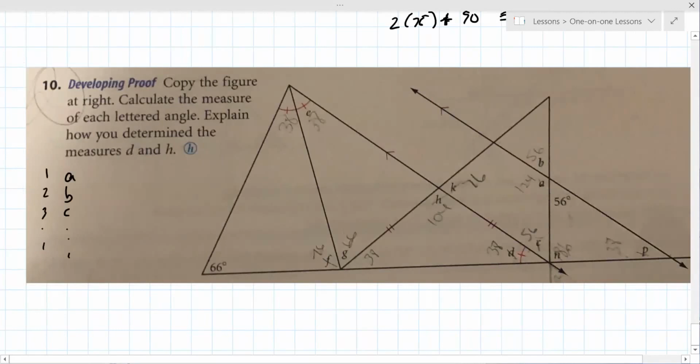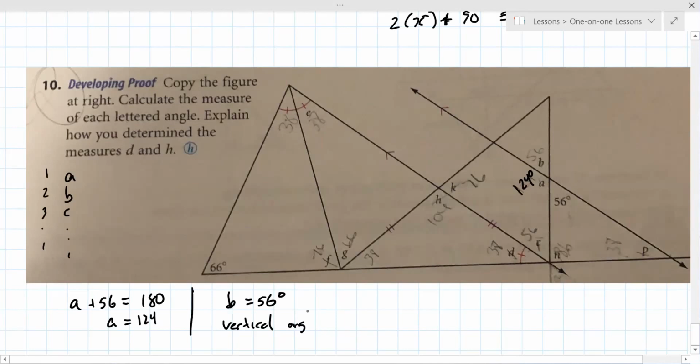So here's A. This number is correct. It is 124 degrees because A and 56 have to add up to 180. So A plus 56 has to equal 180, so A is equal to 124. To find B, it's sort of the same thing, but you could also use vertical angles. B equals 56 degrees by vertical angles, because vertical angles are always congruent. So that's why it's 56.